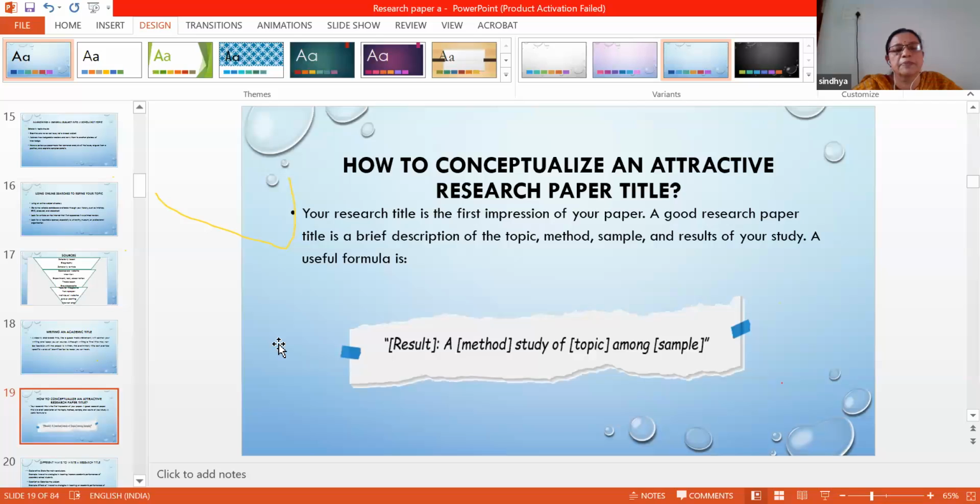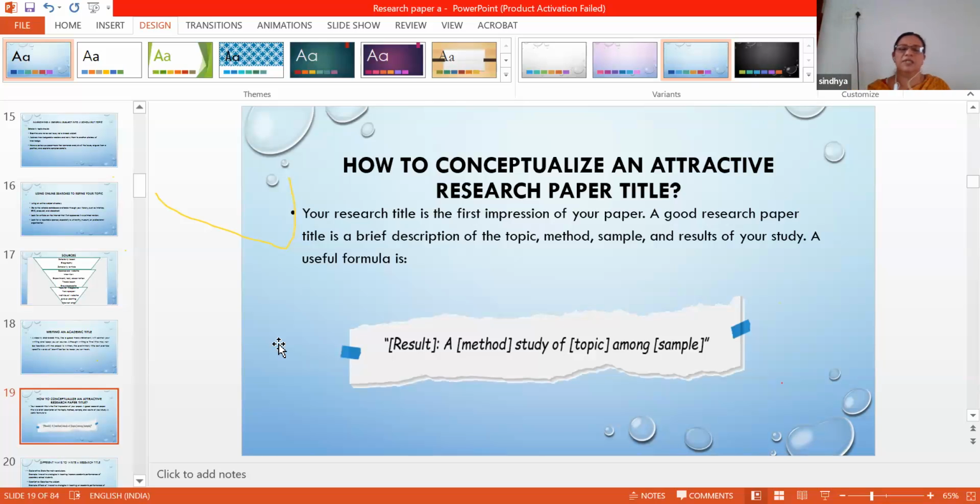A good research paper title is a brief description of the topic and method. So the title should explain what the topic is, what the method is, what the sample is, and the results. In some papers the results may be highlighted, and in some papers the method may be highlighted in the beginning. So the title must be self-explanatory. That is one criterion that we should remember. It must be self-explanatory. It should deal with the topic, the method, the sample and the result of your study.